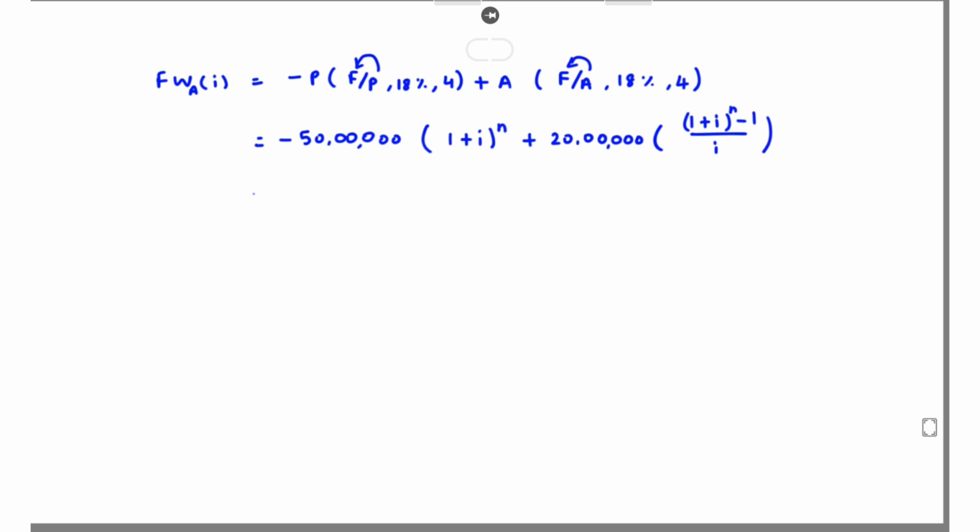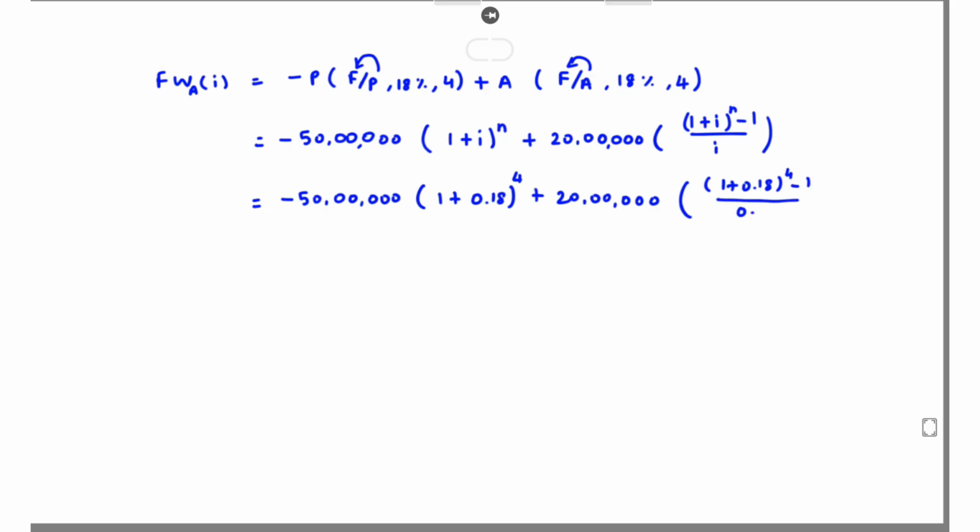Now we substitute all the values: 50 lakhs into 1 plus 0.18, that is 18 percent, power n, which is 4, plus 20 lakhs into 1 plus 0.18 whole power 4 minus 1, divided by 0.18. Solving this, we got the value of 7,35,000.